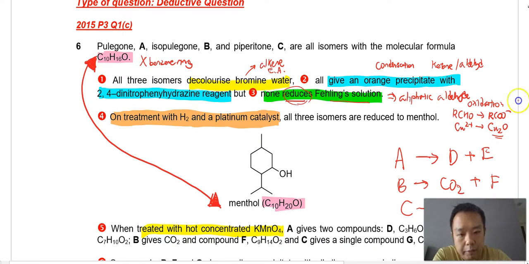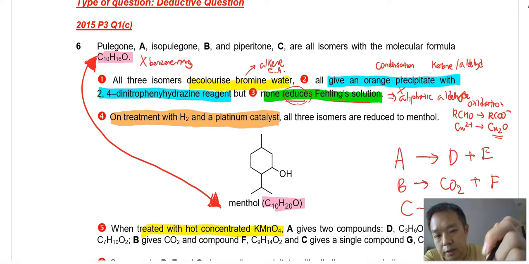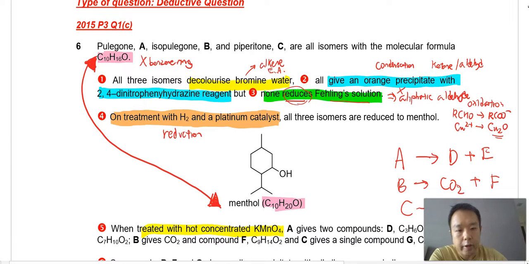Alright, so in this case, there is no aliphatic aldehyde. It does not undergo oxidation. Okay, point number 4, treatment with hydrogen gas and platinum catalyst. Alright, this is a reduction reaction. So before we move on to 5 and 6, let's put together all our reactions first for 1 to 4 to see how we can get an idea of what these questions are asking.